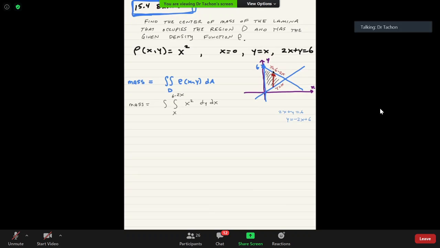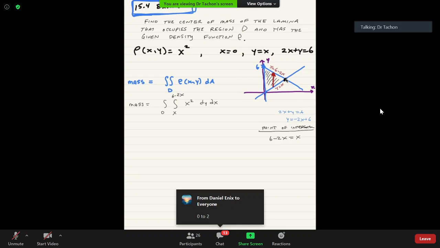The outside bounds, okay, it's going from 0 to where? It's going from 0 to here. I need the point of intersection. Okay, so I need to get the point of intersection so I know my upper bound. Okay, so the point of intersection between what two lines? Well, look at where they intersect, between 6 minus 2x and x.